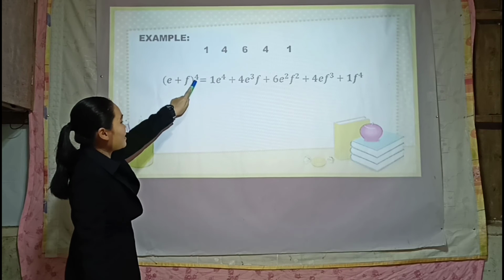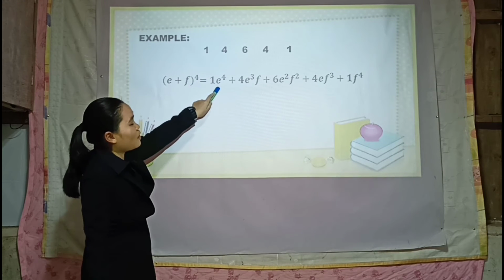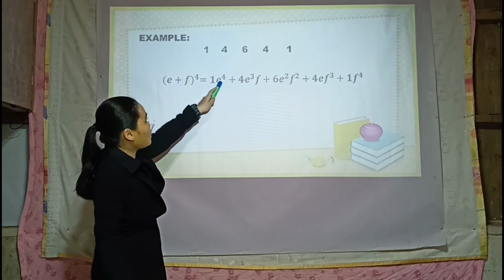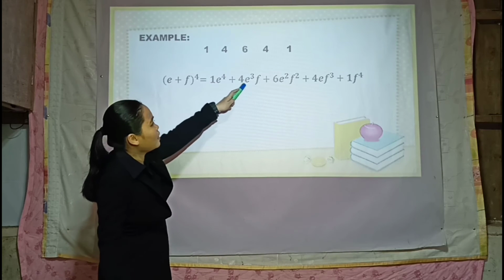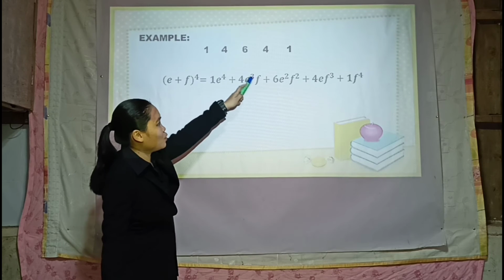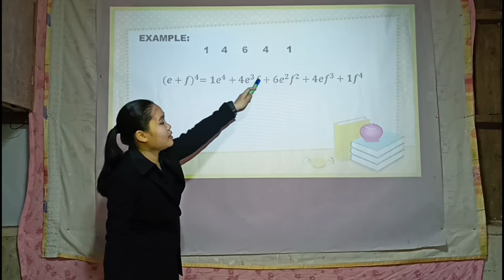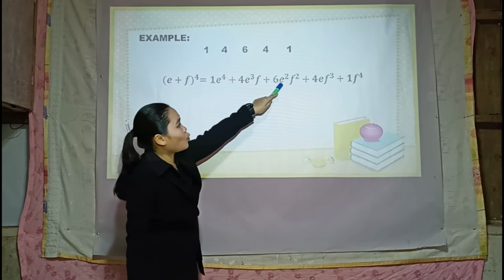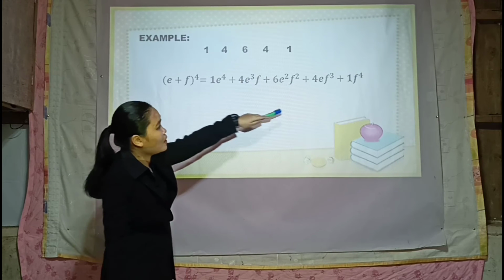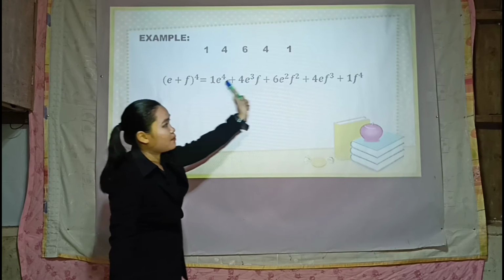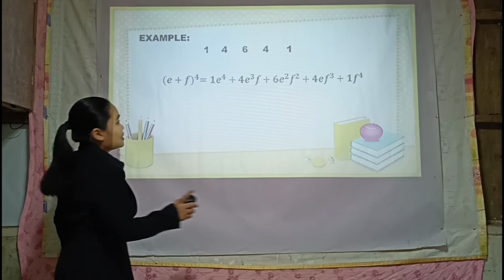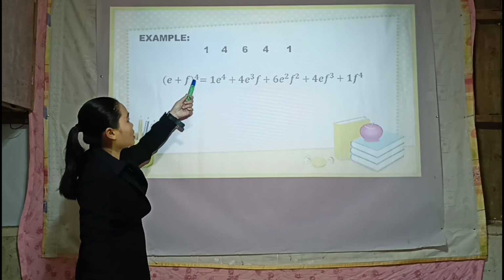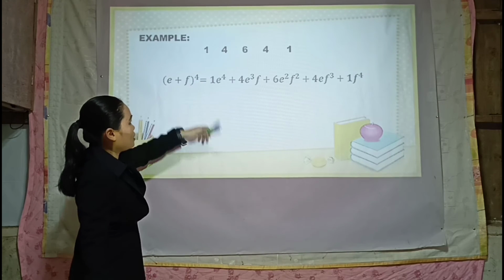So, as you notice, in this example, our n is 4. So, since our n here is 4, the sum of the exponents in each term is equal to 4. So, we have e raised to 4, 4e cubed f, so 3 plus 1, 1 in the exponent of f, we have 4, 2 plus 2 is equal to 4, 1 plus 3 is 4, and for the first and the last term, the exponent is equal to n, which is 4.